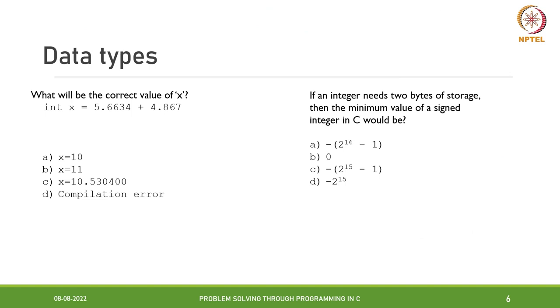All right, let's move to the next slide. Let's see what the correct value of this variable x will be. Can you compute that? Option B or D? B for Bombay? Okay, D for Delhi. Okay, I got you.